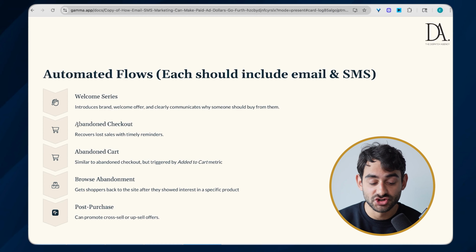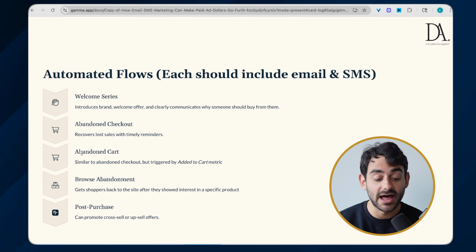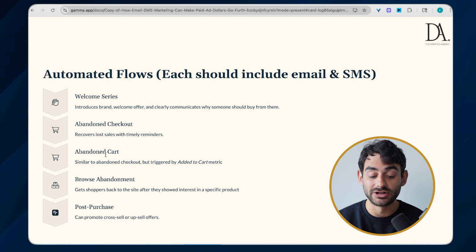Next up, you have your abandoned checkout flow. So your abandoned checkout flow is going to recover lost sales with timely reminders after someone leaves the site after starting a checkout. You're going to have your abandoned cart flow. A lot of brands are missing this still in 2025. You need an abandoned checkout flow and an abandoned cart flow for people who don't reach the checkout stage.